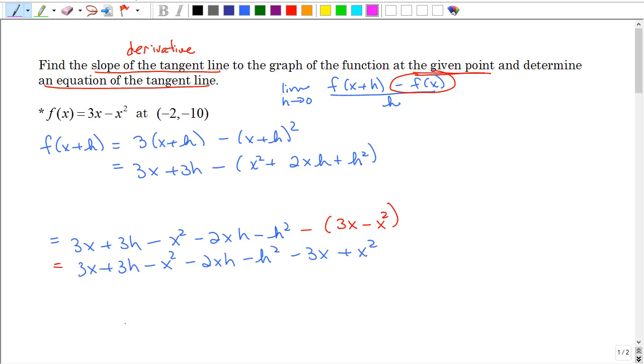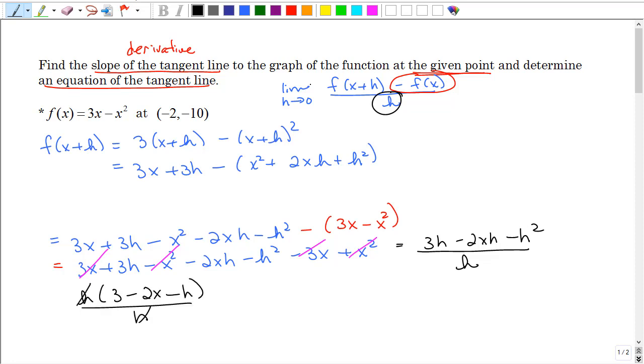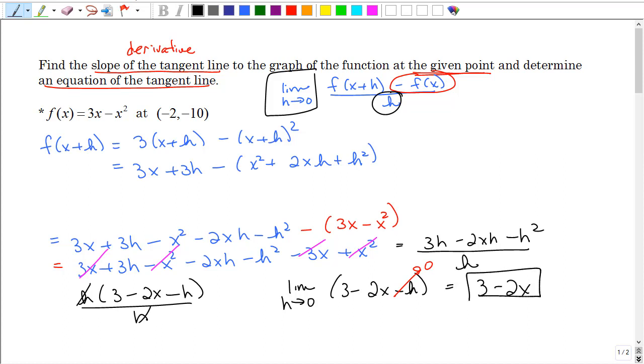I'm going to collect like terms, so let's see. Those add to 0, those add to 0. So I'm now left with 3h minus 2xh minus h squared. So the next step is I'm going to divide by h. So if I factor the h out, I have... So the last step is I'm going to find the limit as h approaches 0 of 3 minus 2x minus h. So as h approaches 0, my derivative is 3 minus 2x.